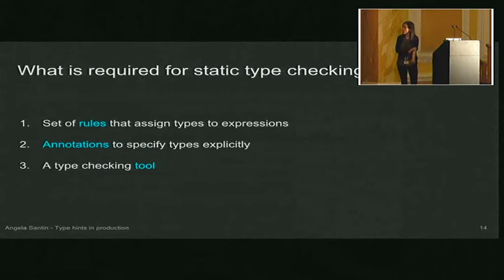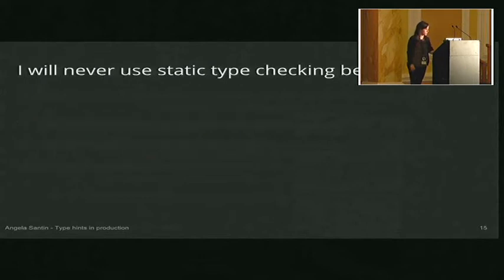So what is required for static type checking? First, we need a set of rules that assign types to expressions in our program. We also need annotations in case the types are not obvious and we need to include something in the code telling the tool. We also need a tool that will check to make sure the annotations and the rules are actually in line with each other so that they make sense. So these are the three components that we need.